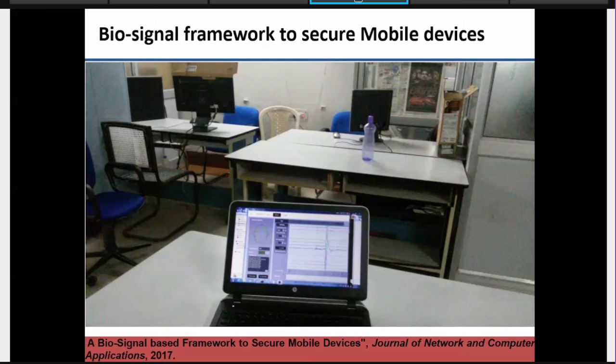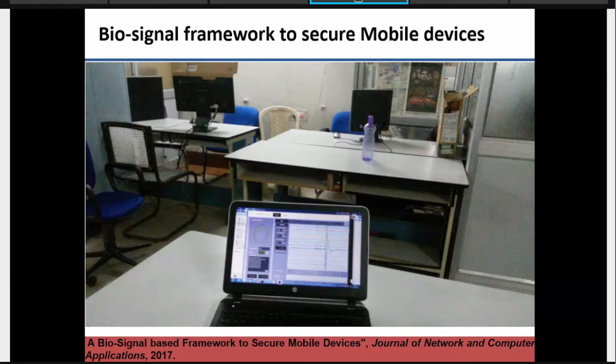We have actually set up one framework. We call it a biosignal framework to secure mobile devices. So for a mobile device, we want to control and access it using our EEG signals.